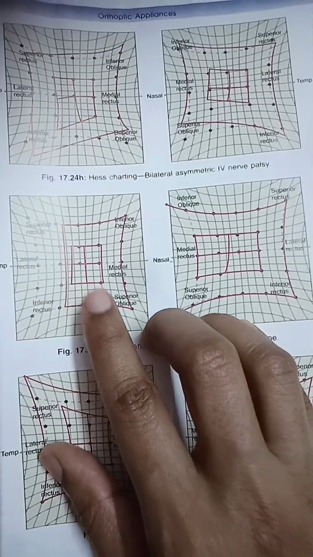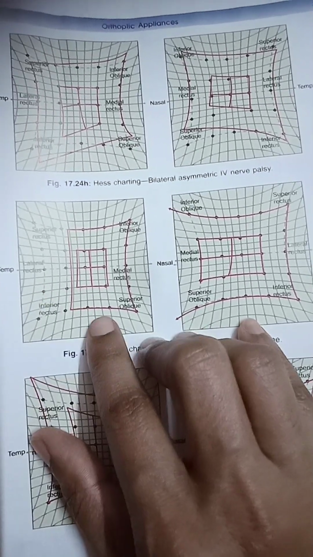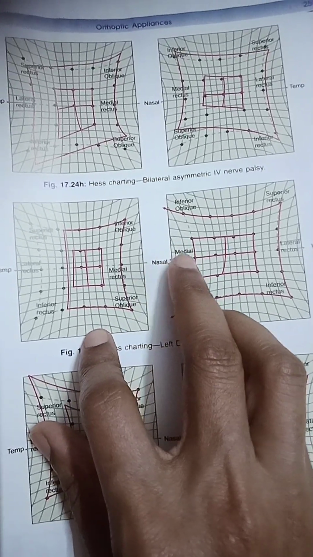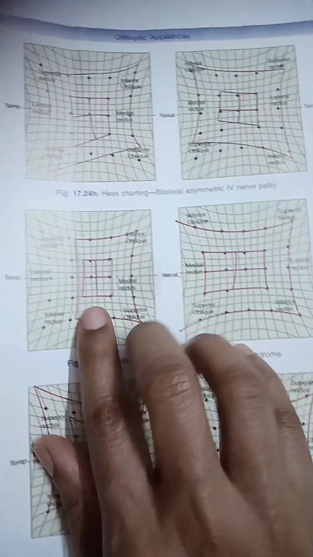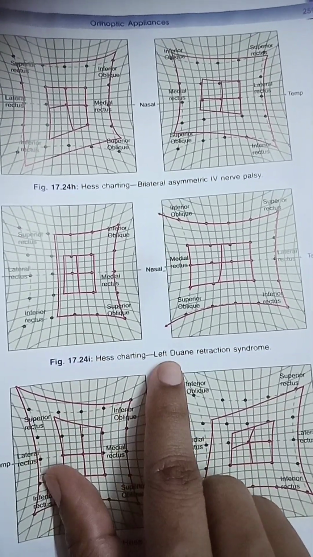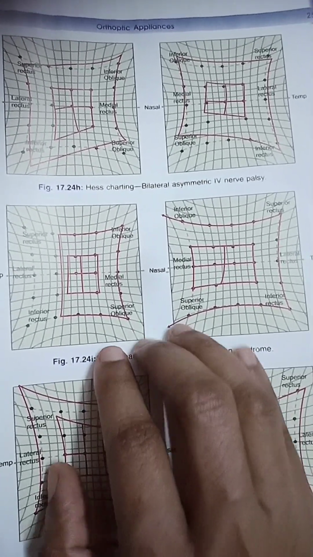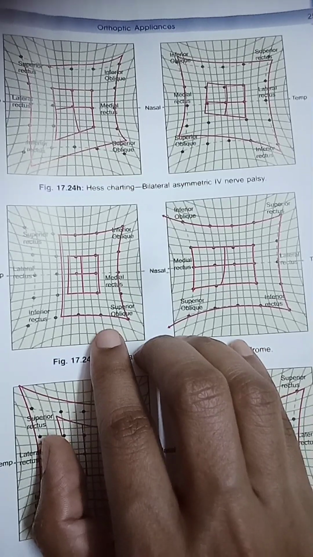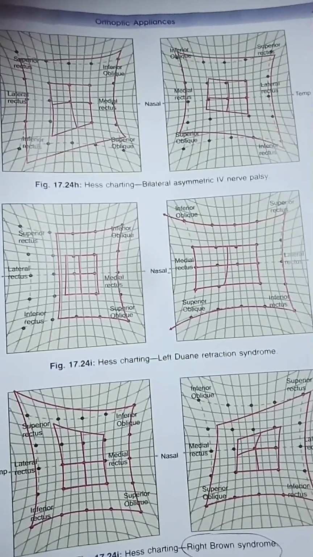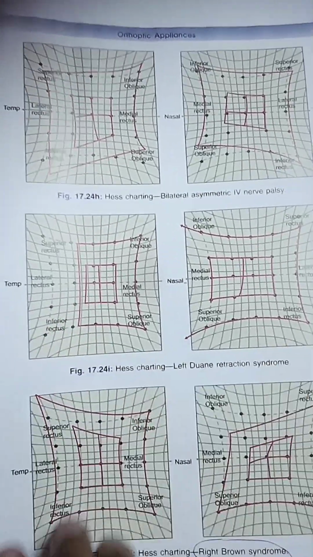So which is the smaller one? This is the smaller one. What is affected? Abduction of the left eye is affected, so the left lateral rectus is affected. Contralateral synergist overaction: right medial rectus overaction, with left lateral rectus palsy, right? Yeah, left Duane retraction syndrome. You can say limited abduction. Fine. You can say it's lateral rectus palsy or left Duane retraction syndrome also.